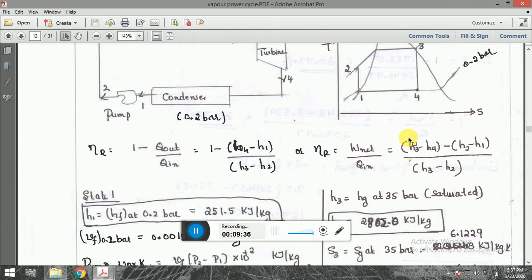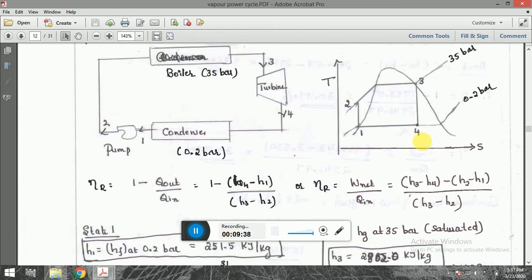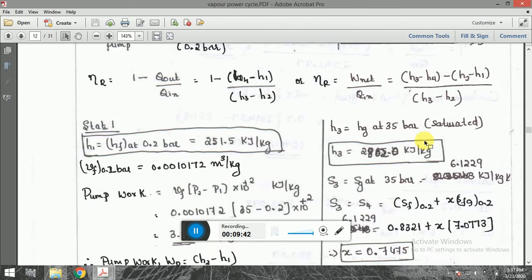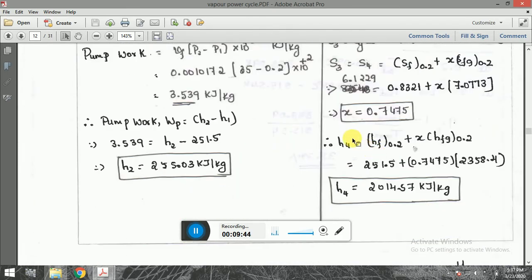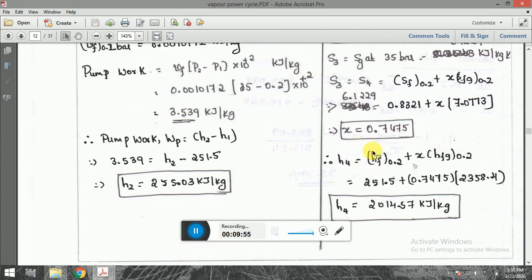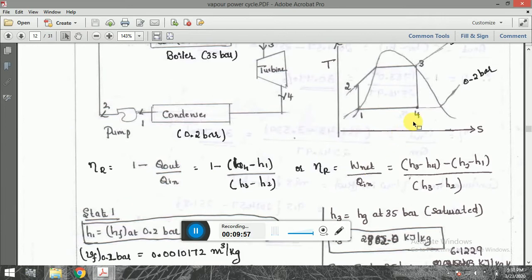Now our aim is to find H4. To find H4, we need to use the formula H4 is equal to HF plus X into HFG. Why do we need to calculate this whole thing? Why can't we directly note it down from the data? Because we can look here: where does point 4 lie? Point 4 lies under the dome, under this curve. So it is neither a completely liquid nor a completely vapor.